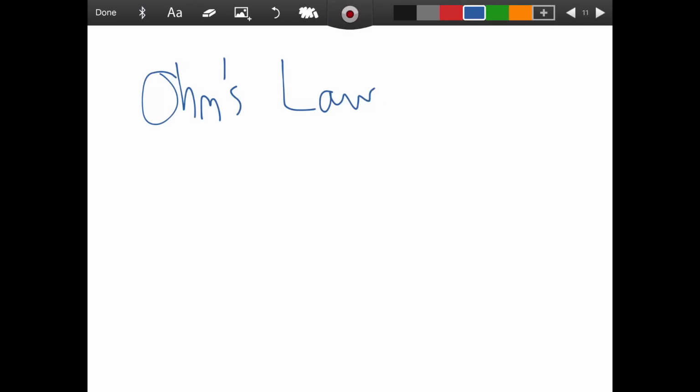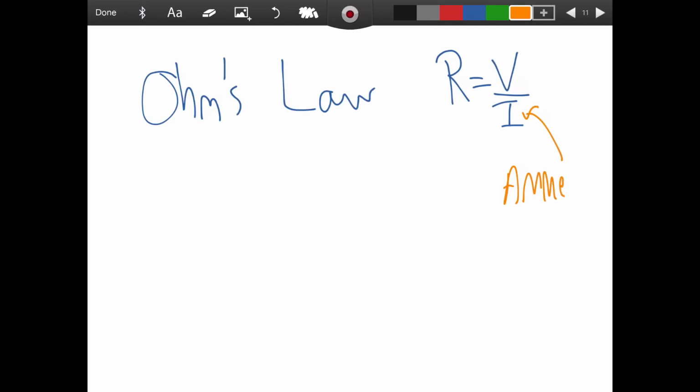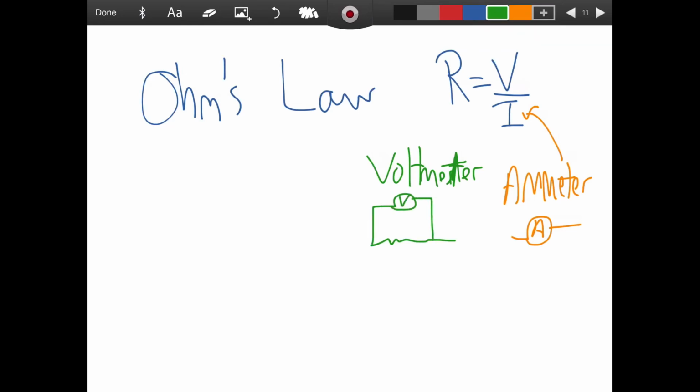Okay, probably the formula that we use the most in the electricity and magnetism unit is Ohm's law, which is given to us by R equals V over I. Resistance equals voltage over current. And we measure current with an ammeter. And we measure voltage with a voltmeter. Remember, voltmeters are always connected in parallel.